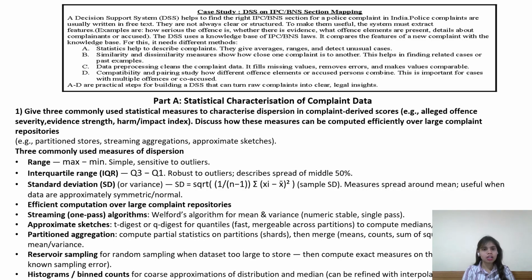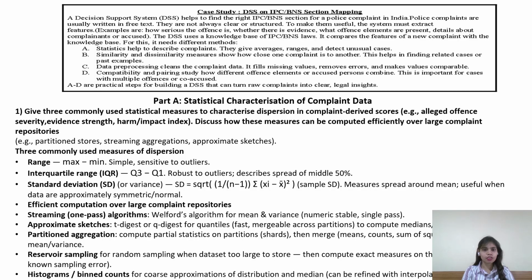First, range: maximum minus minimum, simple, but sensitive to outliers. Interquartile range removes the outliers and describes the spread of the middle 50%. Standard deviation, SD equals the square root of 1 upon n minus 1 times the summation of (x_i minus x bar) squared. Sample SD measures spread around the mean, useful when data are approximately symmetric or normal.